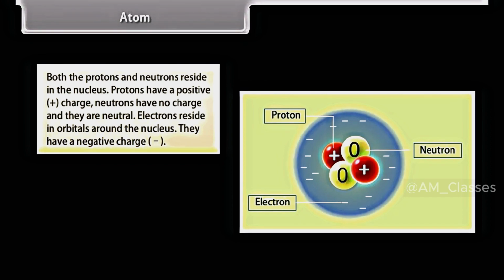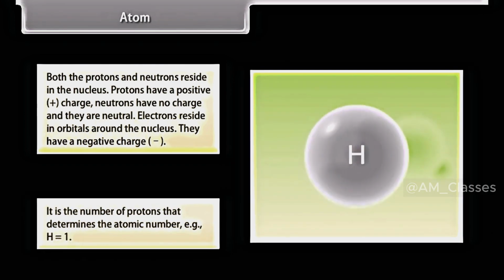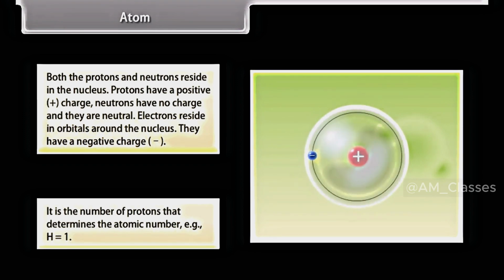Protons have a positive charge, neutrons have no charge and they are neutral. Electrons reside in orbitals around the nucleus. They have a negative charge. It is the number of protons that determines the atomic number. That is, H is equal to 1.